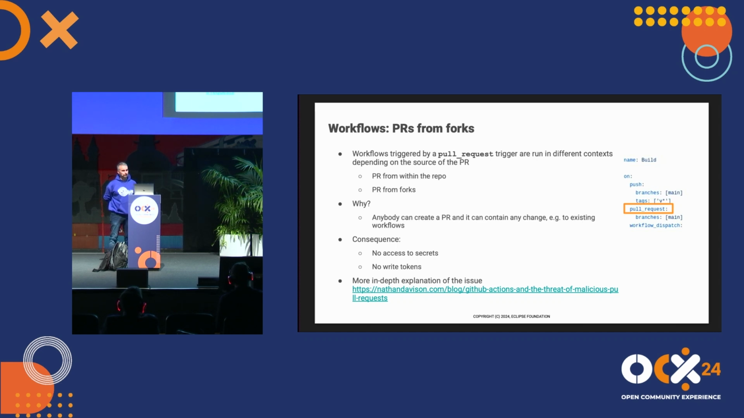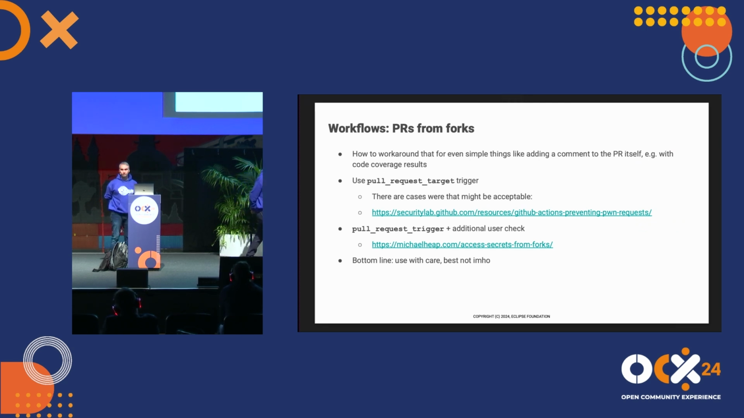So the consequence of that is, of course, that such workflows that are executed from PRs from forks, they don't have access to secrets and to any kind of write tokens by default. Actually, there's no way around that. There's a more in-depth explanation in this issue if you're interested in the attack vector and the consequences of that. I don't want to go into detail today, but yeah, it's worth a read.